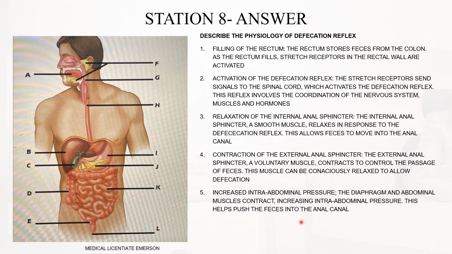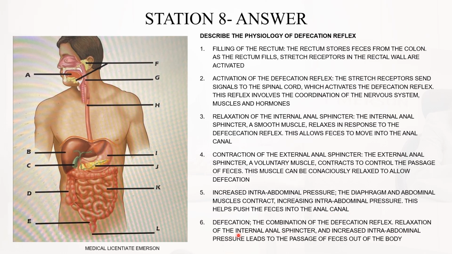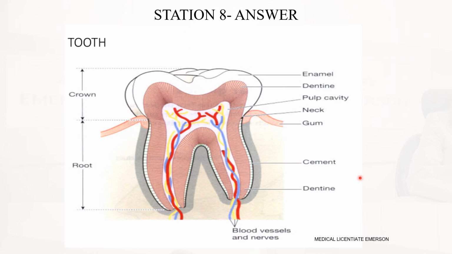So the diaphragm and the abdominal muscles contract, increasing intra-abdominal pressure. This helps push the feces into the anal canal. Then lastly, the defecation, which happens due to a combination of defecation reflex, relaxation of the internal anal sphincter, and increased intra-abdominal pressure, leads to the passage of feces out of the body. So that's the physiology of defecation reflex.